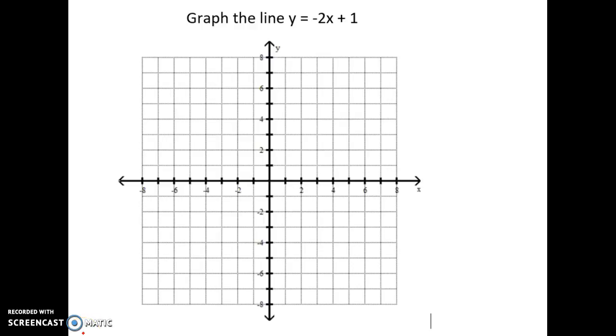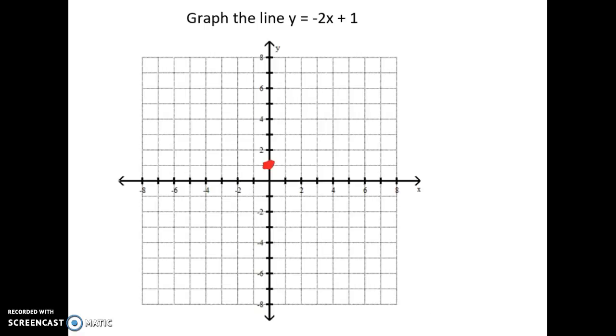Let's try graphing the equation y equals negative 2x plus 1. Notice the equation for this line has been given in a slope-intercept format, so from this equation we need to recognize that negative 2 is the slope and that 1 is the y-intercept. We then start the graph by plotting the y-intercept point here at 0, 1.